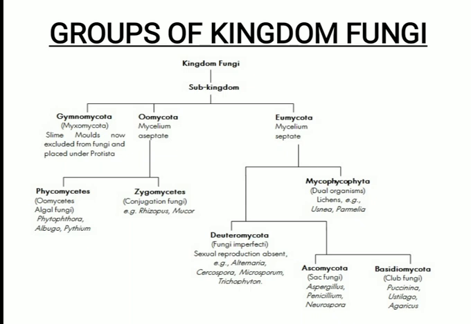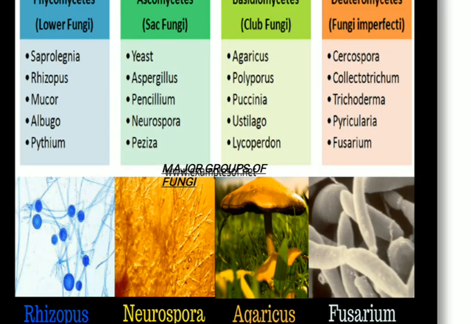So first I will just tell you that these four groups are the phycomycetes, ascomycetes, basidiomycetes and deuteromycetes. As you can see in this figure, I have written here the four groups, and these are the four groups which are discussed in your syllabus. First, let us take the kingdom phycomycetes.